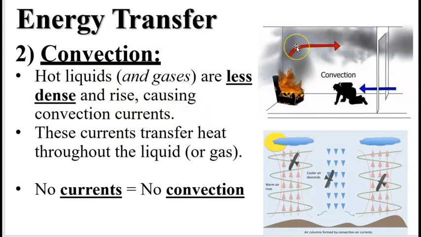So we see this fireman crawling on the ground to avoid the smoke and hot air that are rising. And this is an example of convection because that warmer air is rising up and the cooler air descends. So current must be involved.